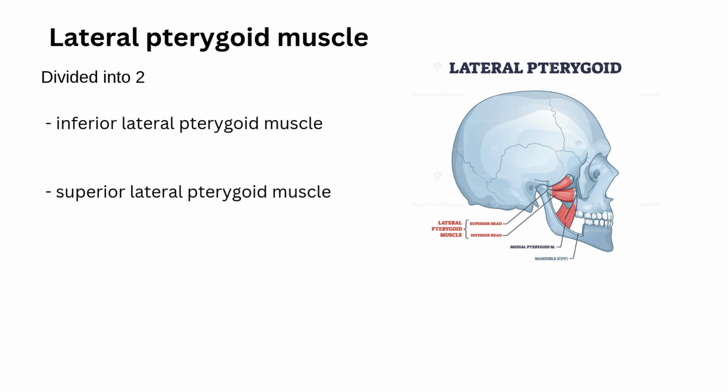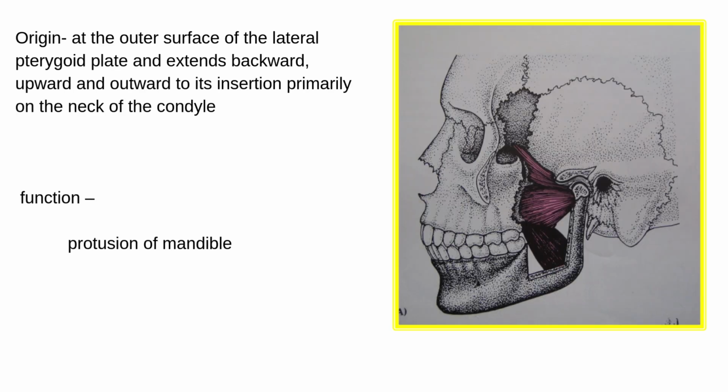Now let's talk about another paired muscle, which is the lateral pterygoid muscle. Basically, this muscle is divided into two: inferior lateral pterygoid muscle and superior lateral pterygoid muscle, and it originates at the outer surface of the lateral pterygoid plate, extends backward, upward and outward to its insertion primarily on the neck of the condyle. So it starts from the outer surface of the lateral pterygoid plate and inserts into the neck of the condyle, and it helps in protrusion of the mandible.